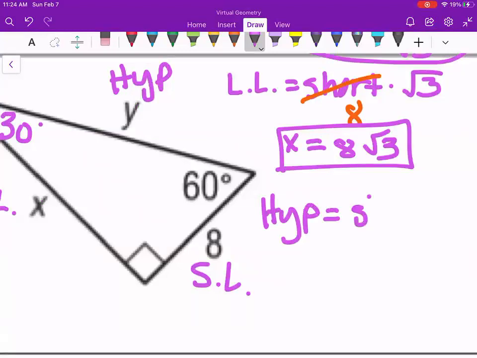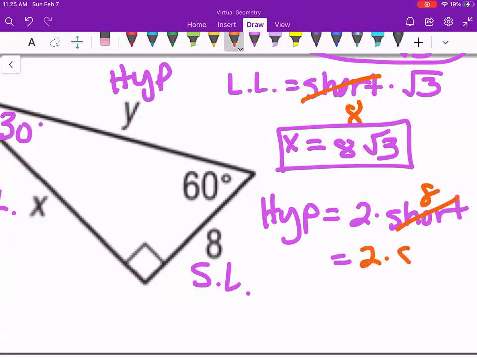Which is your short times 2, or 2 times the short, sorry. 2 times the short. Again, your short is 8. So I have 2 times 8 here. So then my y is 16. It's done.